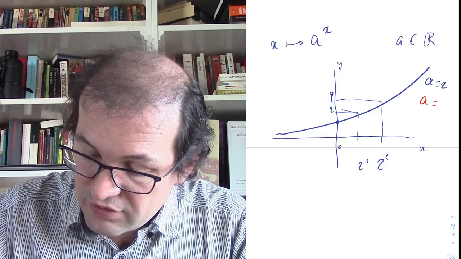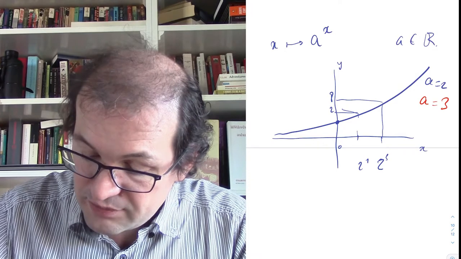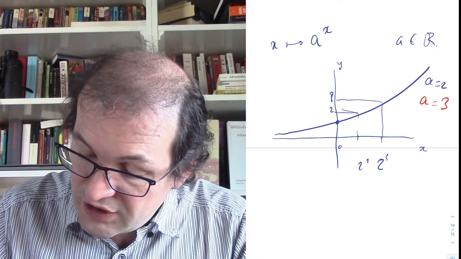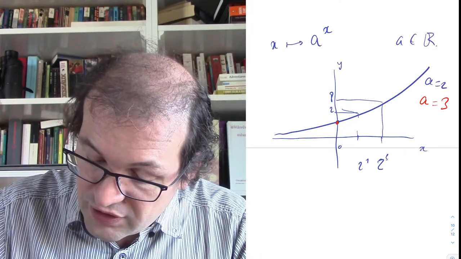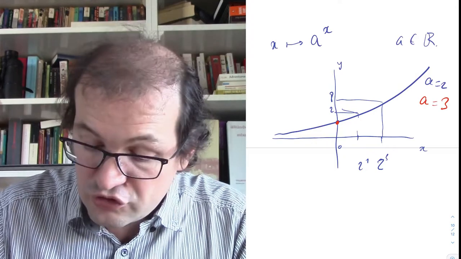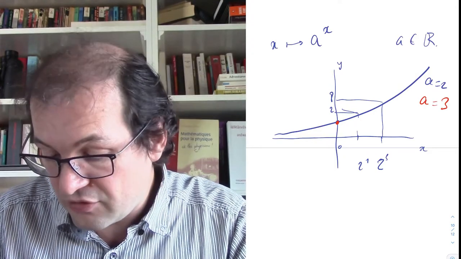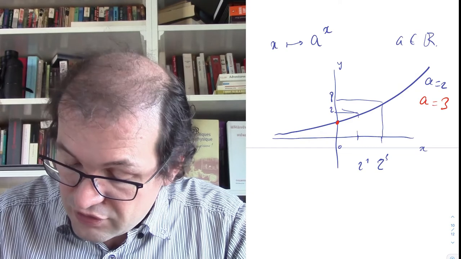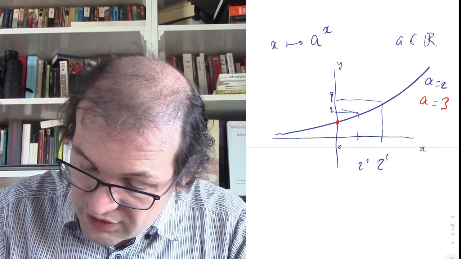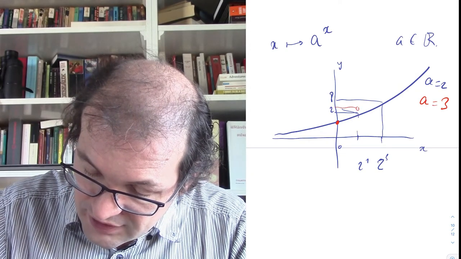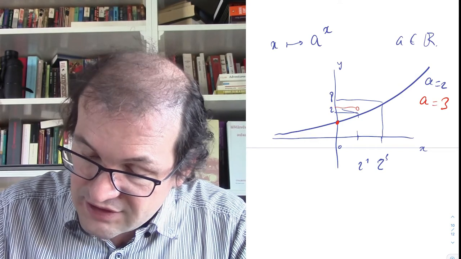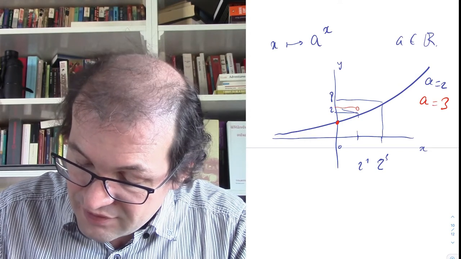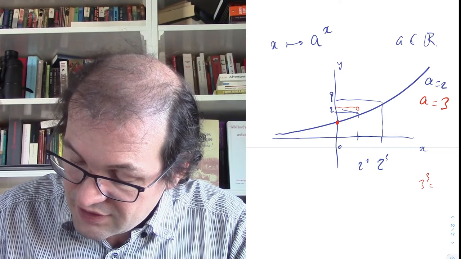So if I take a equal 3, let us say the next integer, to make it simple, we compute the same. We've got 3 to the power of 0 is 1, so all the exponential functions will pass by this point. That's a common point for everybody. Then we've got 3 to the 1 is 3, so that's a bit higher, so it will go by there. 3 to the 3, that's 9 times 3, that's 27, so that's much higher.